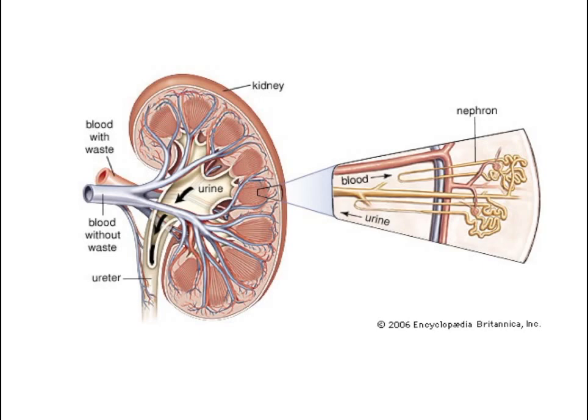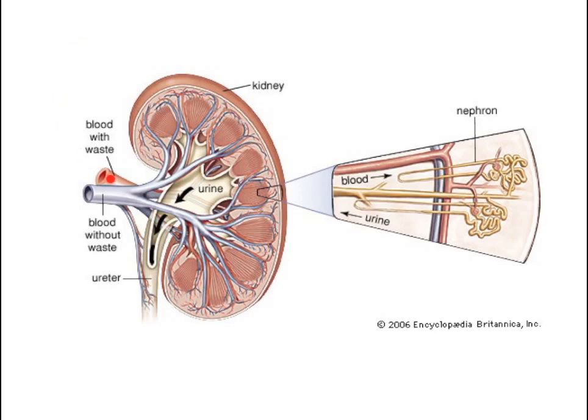If we cut into the kidney, you can see we've got a couple of layers. This outside layer here is the renal cortex, and the inside layer, these darker spots here, make up what we call the renal medulla. Inside here is the renal pelvis, and we've got some blood vessels coming in and out.